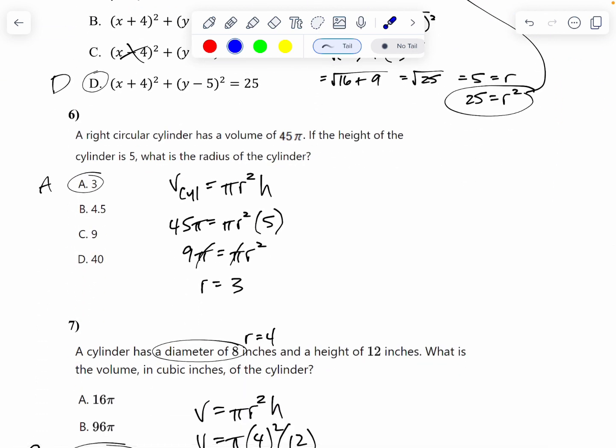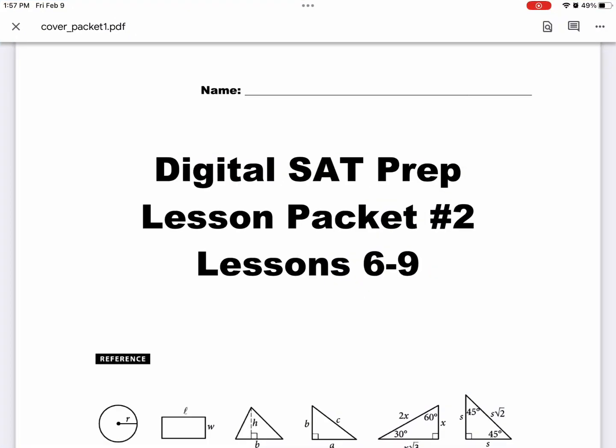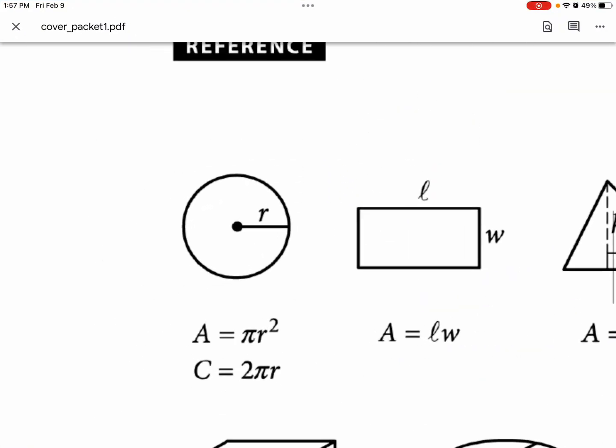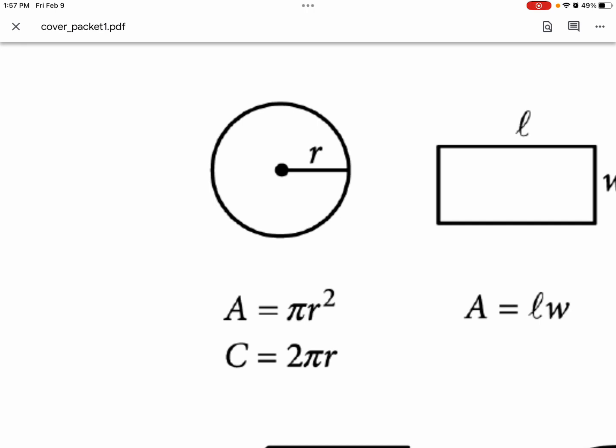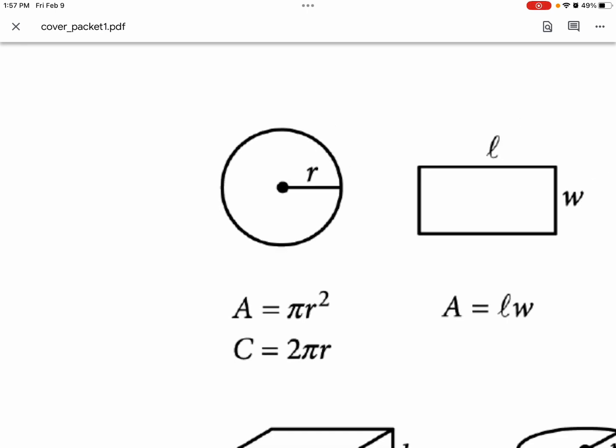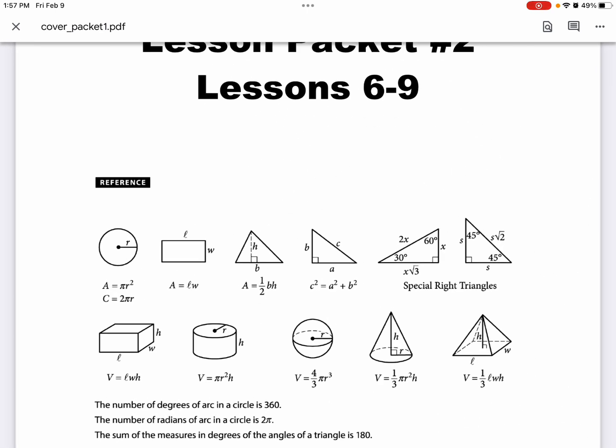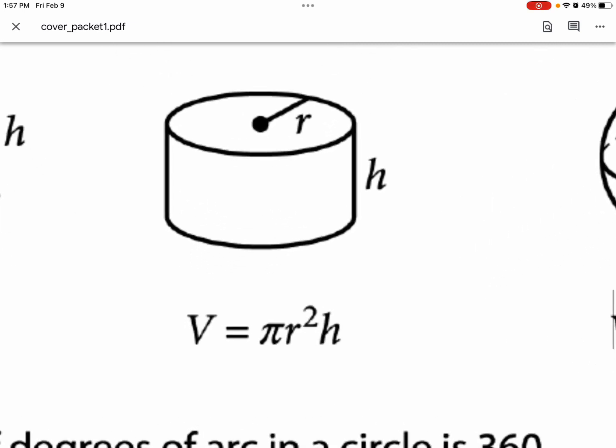Number 6, we have a cylinder. I am going to reference the formula sheet. I also forgot to show you that circles, those equations that I wrote at the very beginning of the top of the page, here's your equations for circles. But this next question is asking about cylinders. Where's that? Here it is. There's the formula. Don't forget that it's there.